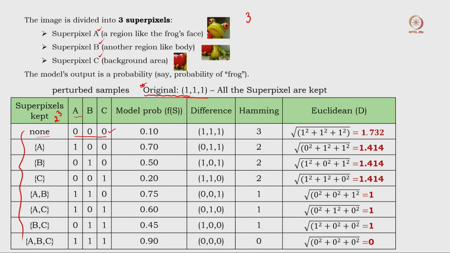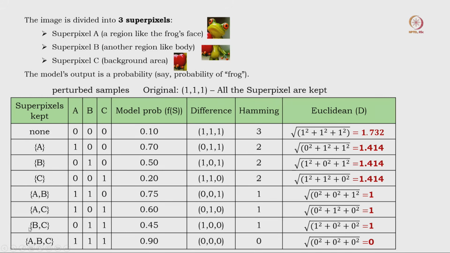Now, what is the meaning of A? Only A is kept, then B and C will be 0. B: only B is kept, A and C will be 0. C: only C is kept, A and B are 0. In a similar way, A and B are kept, C is 0. A and C are kept and B is 0. A is 0, B and C are kept, and finally all the features are considered. So, A, B, C, all the values are 1, 1, 1.